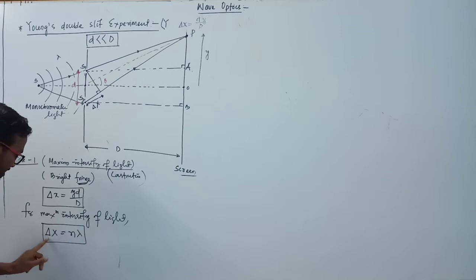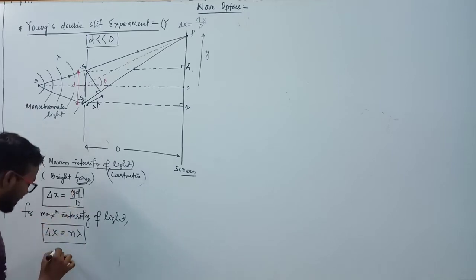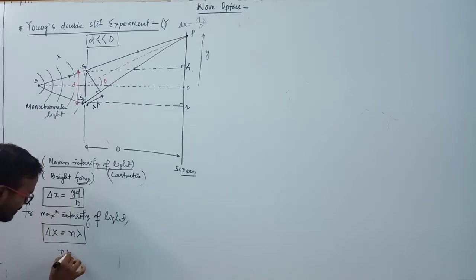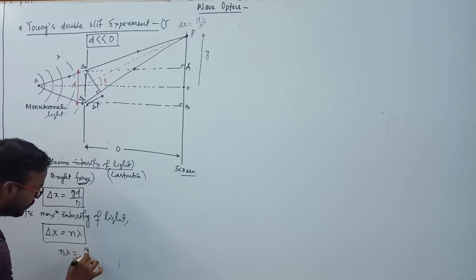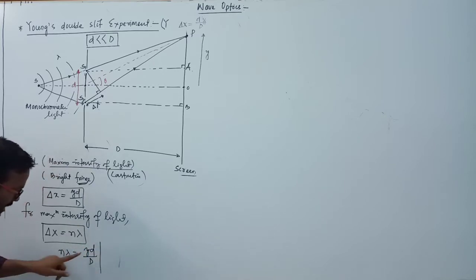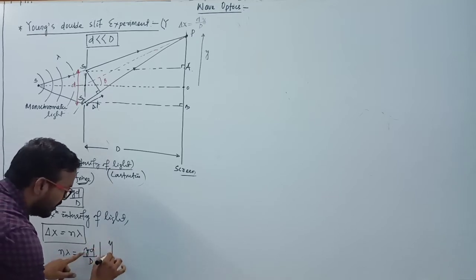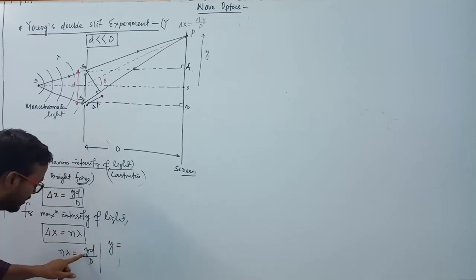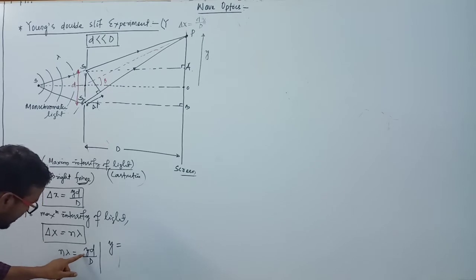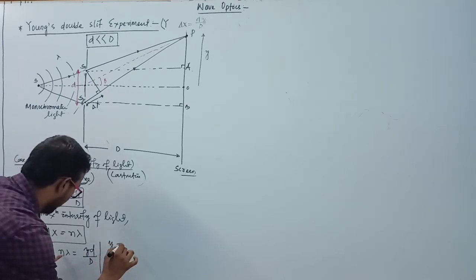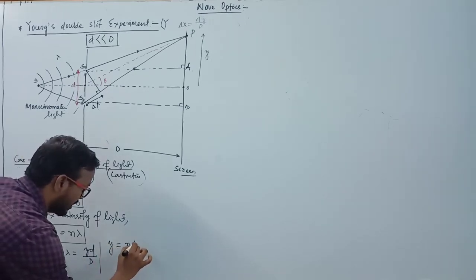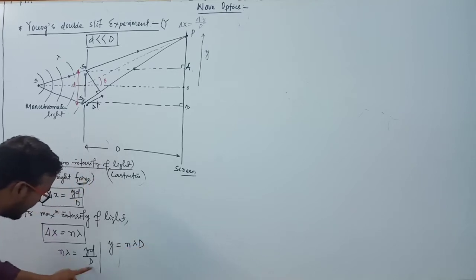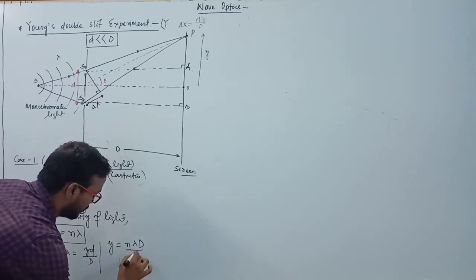Here delta x, here also delta x. So if we compare this relation, we can write n lambda equal to yd by capital D. And here we have to find y. So small y is equal to n lambda capital D by small d.